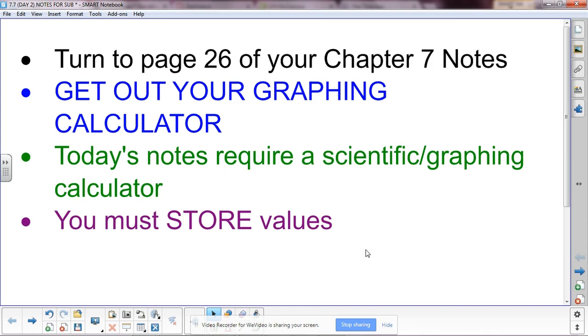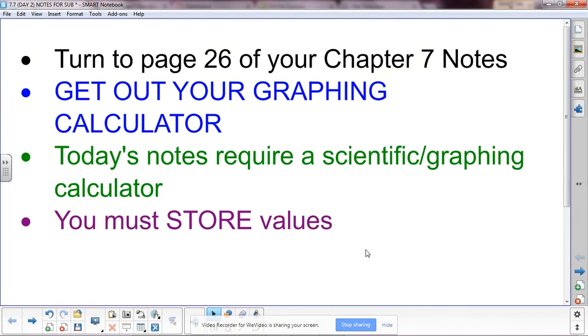Hello, everyone. Please turn to page 26 of your chapter 7 notes. We're going to finish the notes that we did not finish on the block day, examples F, G, and H. Today's problems all need the calculator in the notes. Some of the ones in your homework might not need the calculator, but all the ones in your notes need a calculator because none of them are going to have nice answers from the unit circle.